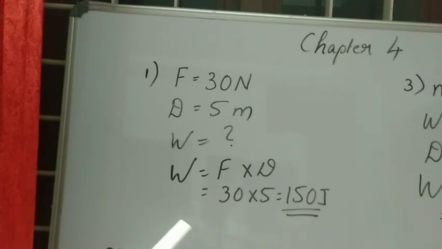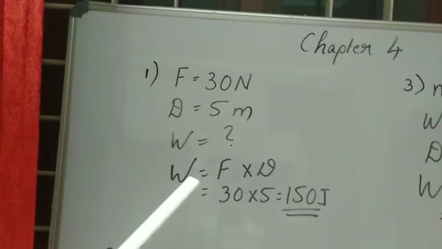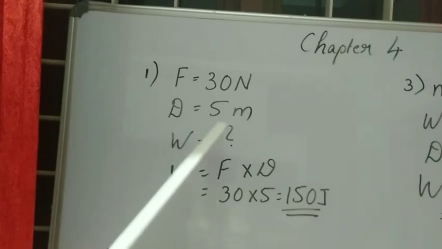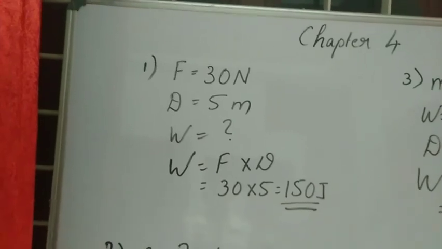Question number 1. A force of 30 Newton is given, acts on a body and moves it through a distance 5 meter in the direction of force. Calculate the work done by the force. So it's a direct application. Work done is equal to force into distance or displacement. 30 into 5 will get 150 joule. Work and energy have the same unit. Any energy, either potential or kinetic or mechanical or work done, everything has the same unit. It is 150 joule.